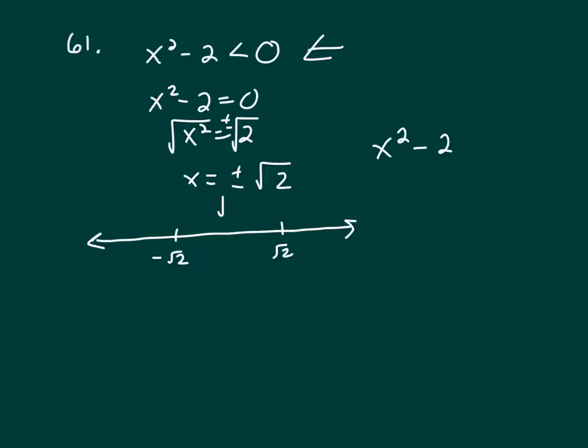Now, zeros in here. I'm going to plug in 0 first because 0 is so easy to plug in. If I take 0 and plug it in x squared minus 2, do you get a positive number or a negative number? You get a negative number. In fact, if you choose any number in between negative square root 2 and positive square root 2, you're going to get a negative number. Okay? Because when you square any number in here, it's going to be less than 2.